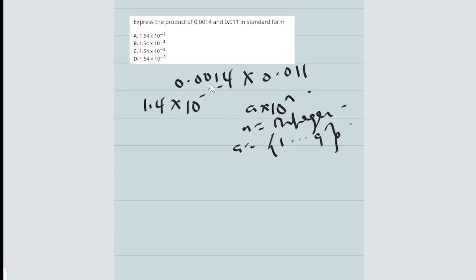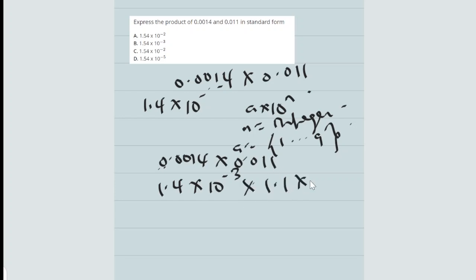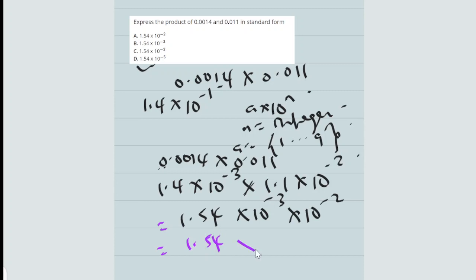If you don't know how to convert a number to standard form, please refer to my videos on standard form. If it's one that is less than 1 like this, just write 1.4 multiplied by 10 raised to power minus the number of zeros before the significant number. This gives 1.1 times 10 raised to power minus 2. If you multiply the numbers together, you get 1.54, then times 10 raised to power minus 1 times 10 raised to power minus 2.